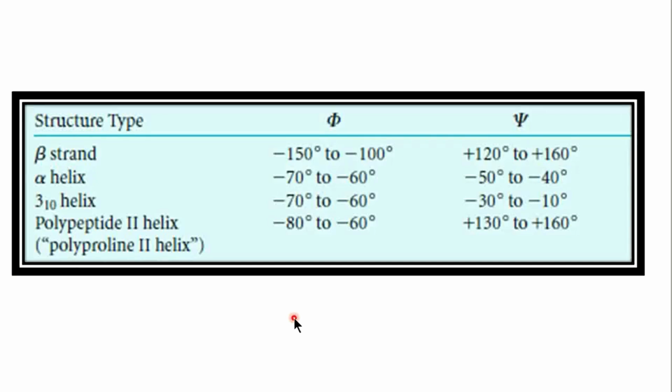So I hope you understood the basics of the Ramachandran plot, why you require these rotations, and what exactly the Ramachandran plot is telling you.